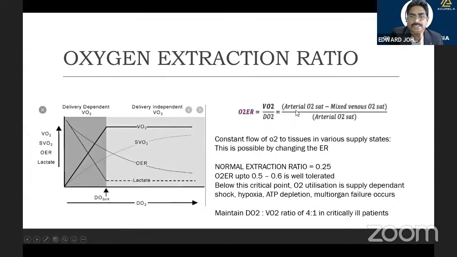Then coming to the oxygen extraction ratio, normally it is 0.25. In case of exercise, the extraction can go up to 0.5 to 0.6. Up to 0.5, extraction is independent of the delivery. When it goes beyond 0.5 extraction, the extraction depends upon the delivery. Beyond that, it depends upon the oxygen delivery only. So always maintain the oxygen delivery at 4 times the oxygen consumption. That is the concept.